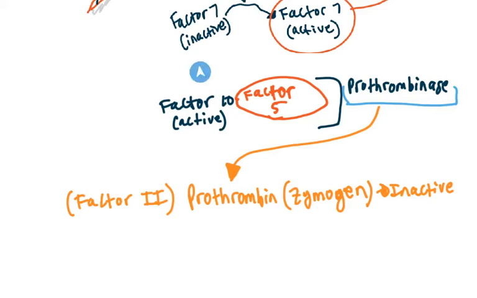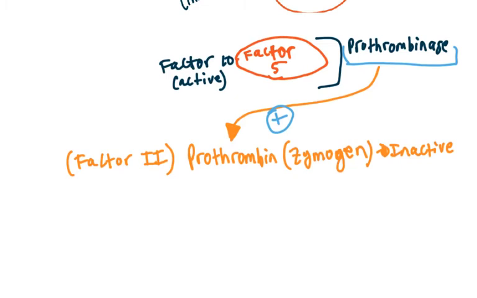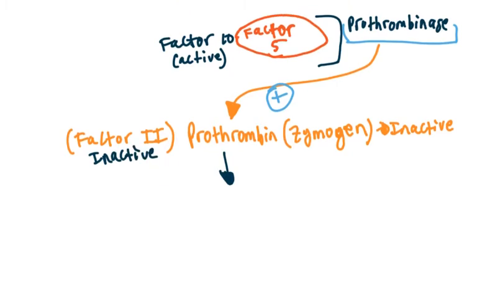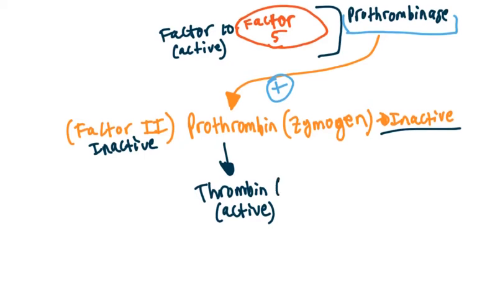Prothrombinase, or factor 10 and factor 5, will go ahead and activate prothrombin, turning it into the active form of factor 2. Remember, prothrombin is the inactive form because it's a zymogen. Prothrombinase will turn prothrombin into thrombin, and thrombin is not a zymogen because it's not inactive. It's the active form of factor 2. Sorry about that random dot.